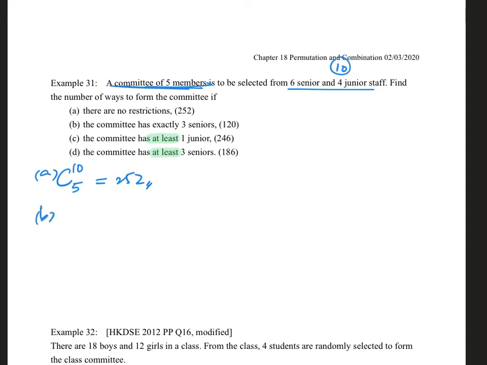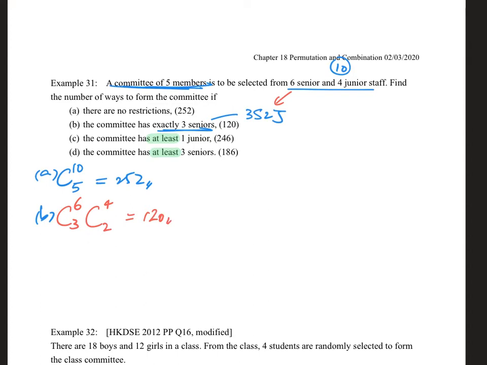Next, part B. If you want exactly 3 senior, that means you want to choose 3 senior and 2 junior, respectively. In this case, you are choosing 3 members out of 6 senior staff, and 2 junior staff from 4, and that's why by calculator you get 120.